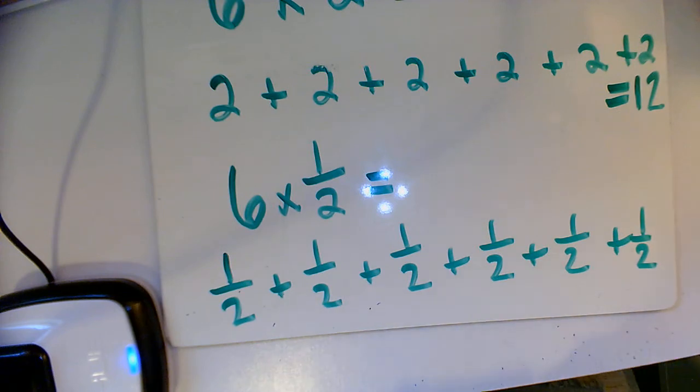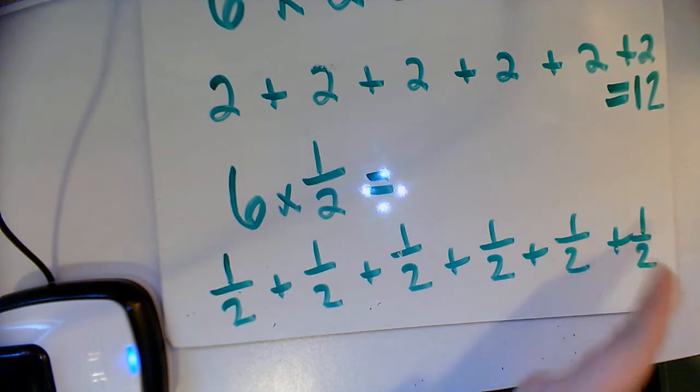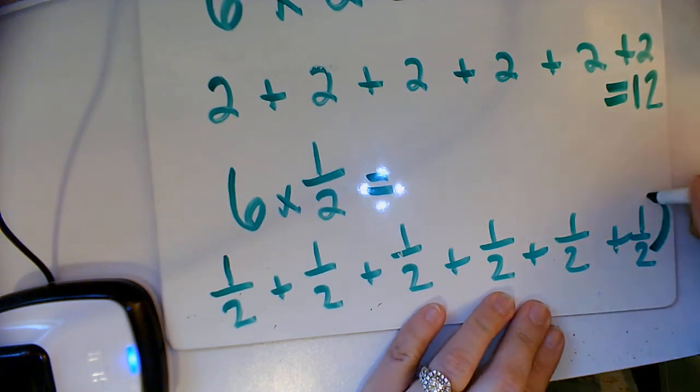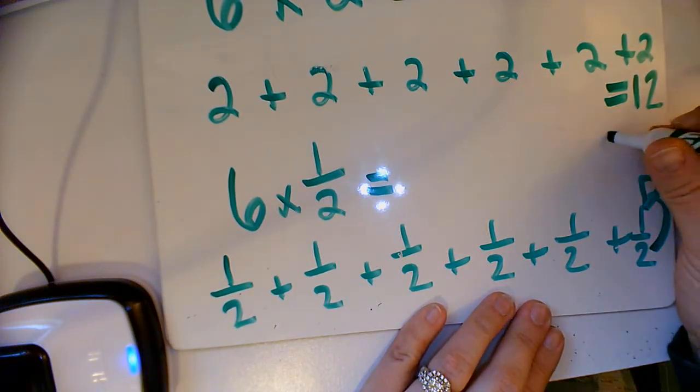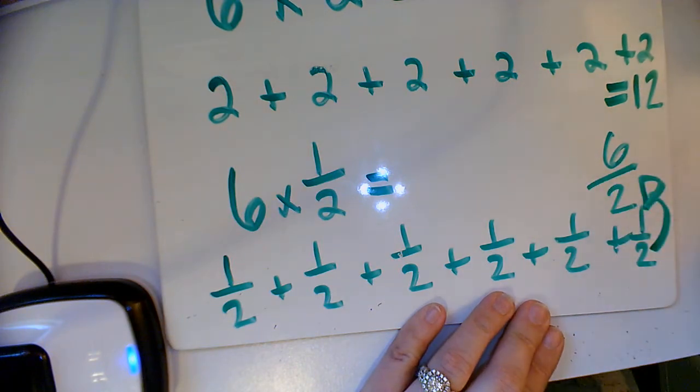And what do we know about adding fractions? We know that our denominator is going to stay the same, and we only add our numerators. So we have 1, 2, 3, 4, 5, 6. I'm going to write it up here because I ran out of room. This would be 6 halves.